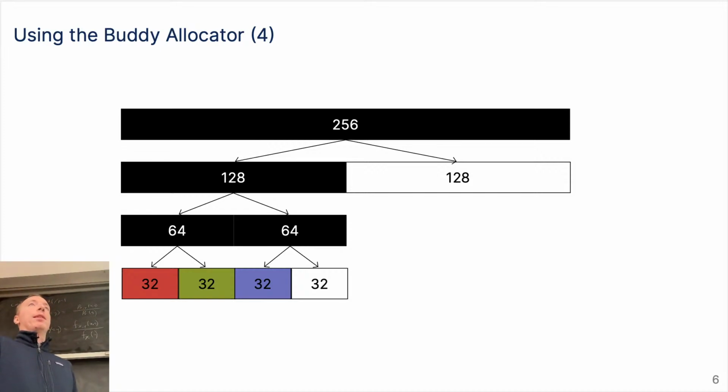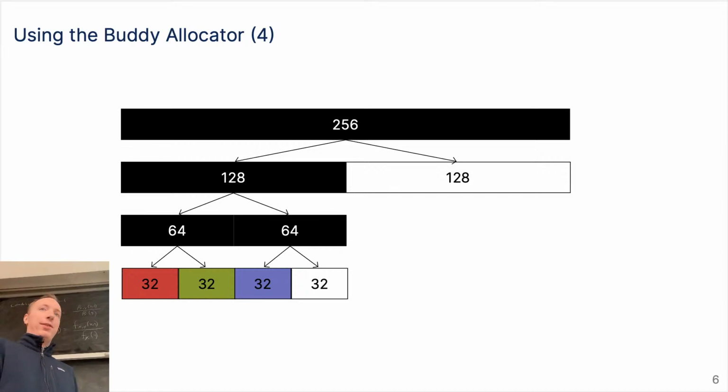Yep. Out of curiosity, if you have that special case where you can't merge two 32s because they're not buddies, do you call this fragmentation? Like if you want to try to put a 64 inside, and then you can't because even though there's two available 32-byte spaces, you can't merge them.